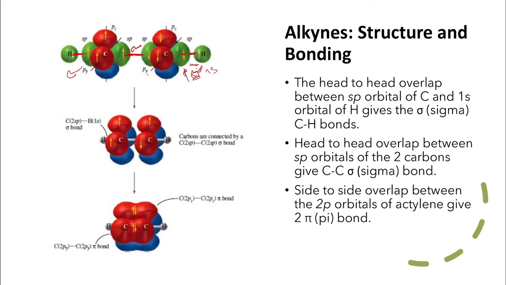Now we are left with two p orbitals. Each of these orbitals has side-to-side overlap with the corresponding p orbital from the other carbon, giving two new pi bonds. So the triple bond of acetylene, or of any alkyne, is formed of one sigma bond and two pi bonds. So this is the structure of alkynes.